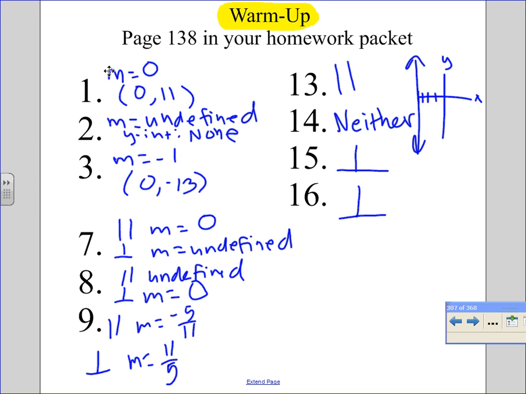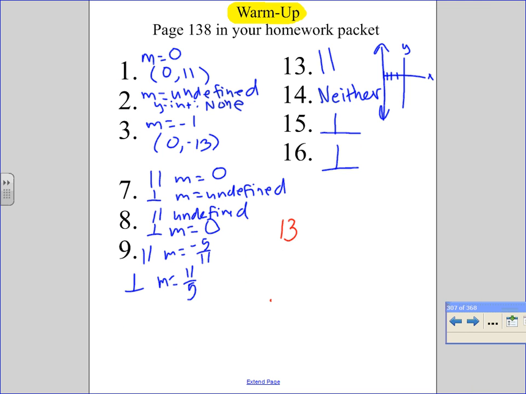Okay, before we talk about Friday's projects, questions on the warm-up? Annalise? Well, 14 is neither. Okay, 13, did you put them both into y equals form? That's why. You always have to have them in y equals mx plus b form to graph them and or determine if they're parallel, perpendicular, or neither. You can't just look at them the way they are. They have to be in y equals mx plus b form.